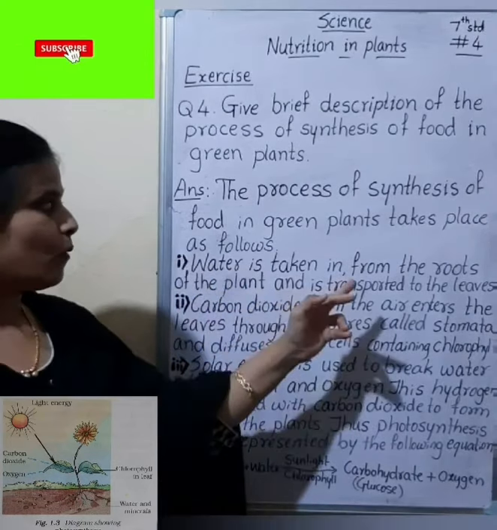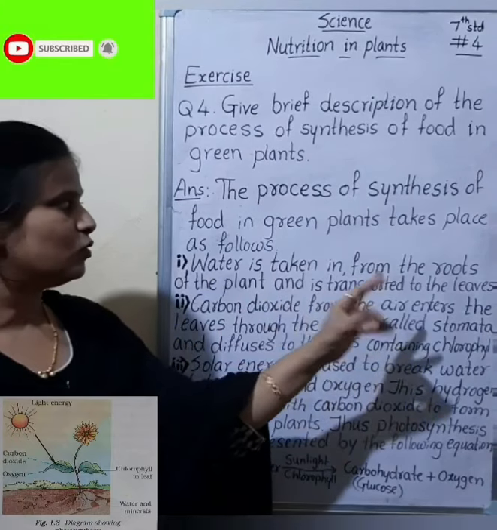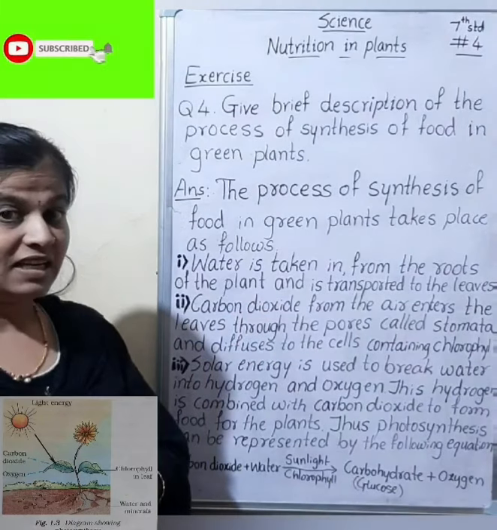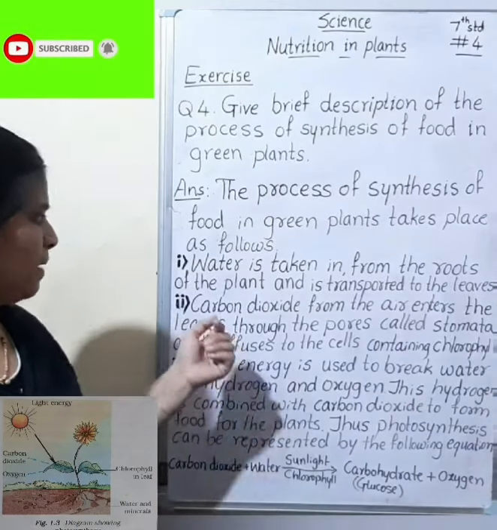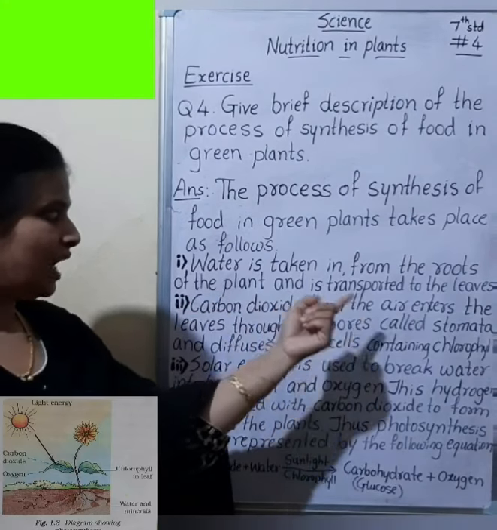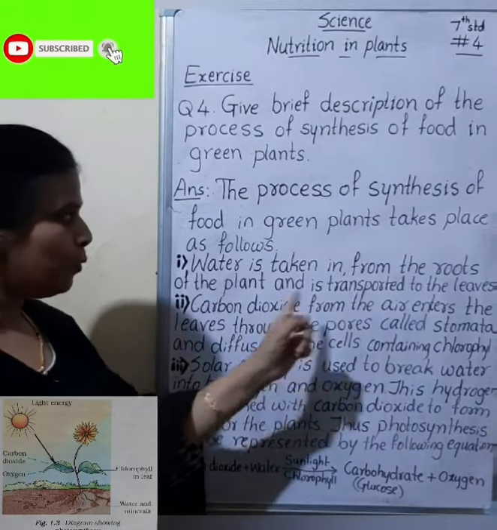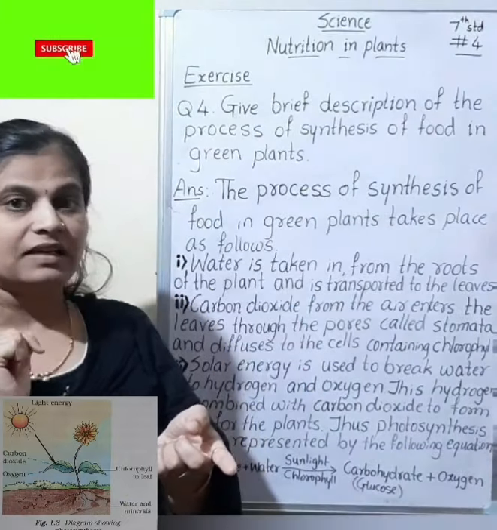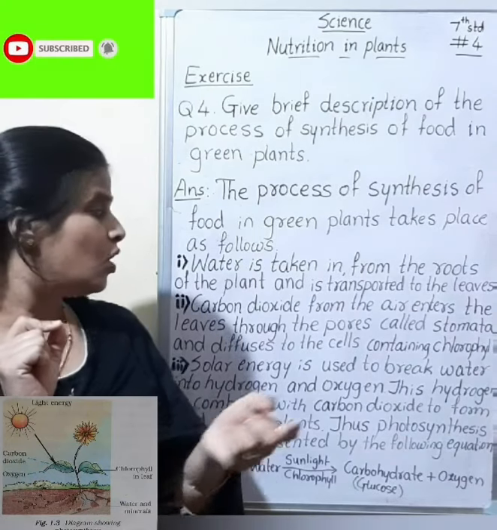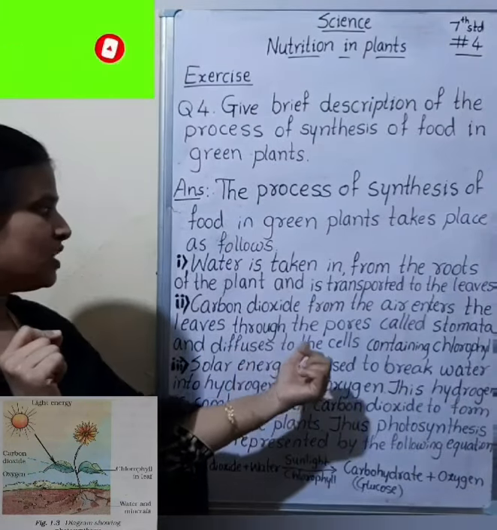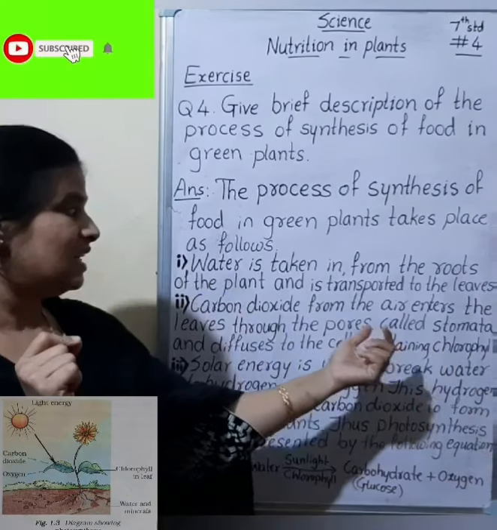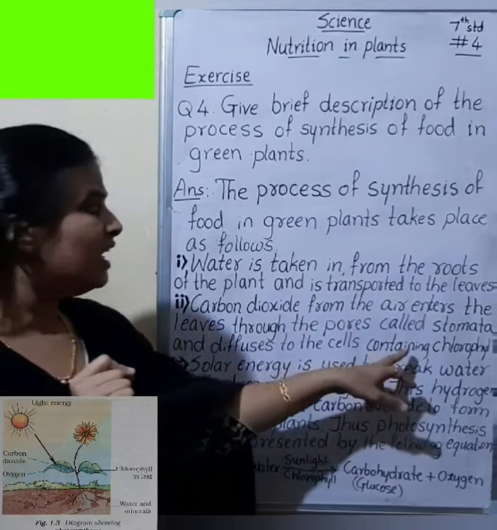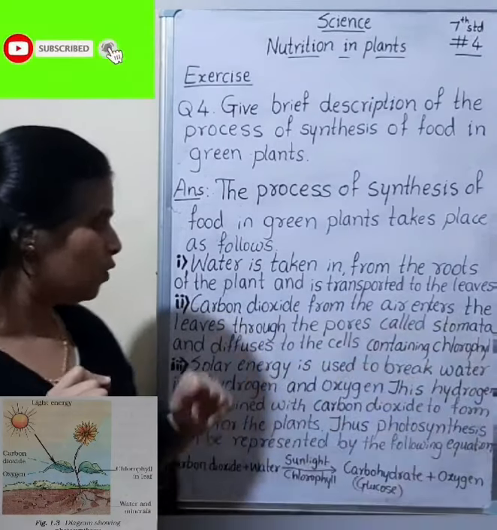Water is taken in from the roots of the plant and is transported to the leaves. So water is taken in from the roots of the plants and it is transported to the leaves part of the plant. And carbon dioxide from the air enters the leaves through the pores called stomata. So carbon dioxide which is present in the atmosphere enters the leaves through the pores present on the leaves called stomata and diffuses to the cells containing chlorophyll.